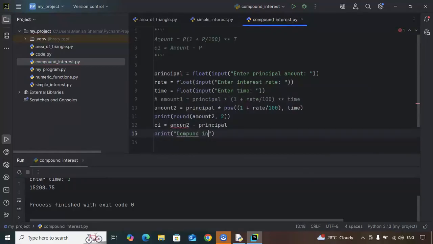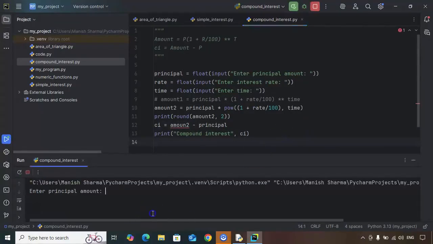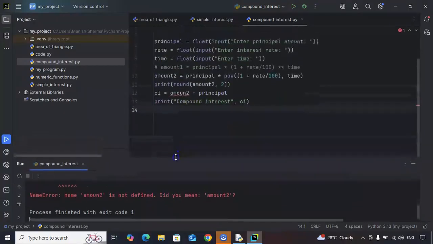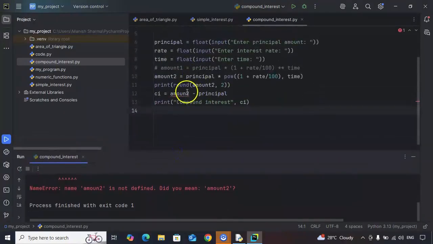Print compound interest, or we don't have to do this, comma, CI, right? So shift F10, we give this output, enter again 10,000. Rate of interest is 15. The time is 3. Sorry, there's something wrong. See, this is how you get an error here. So amount is not found, not defined. So I've given a wrong variable name here.